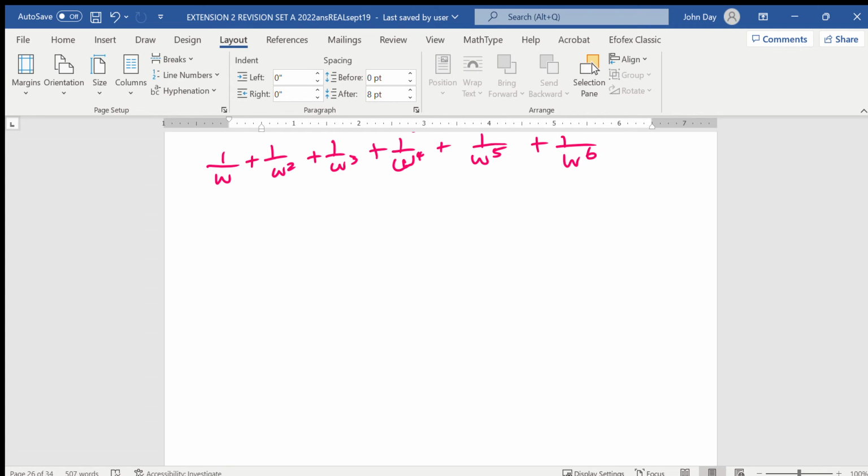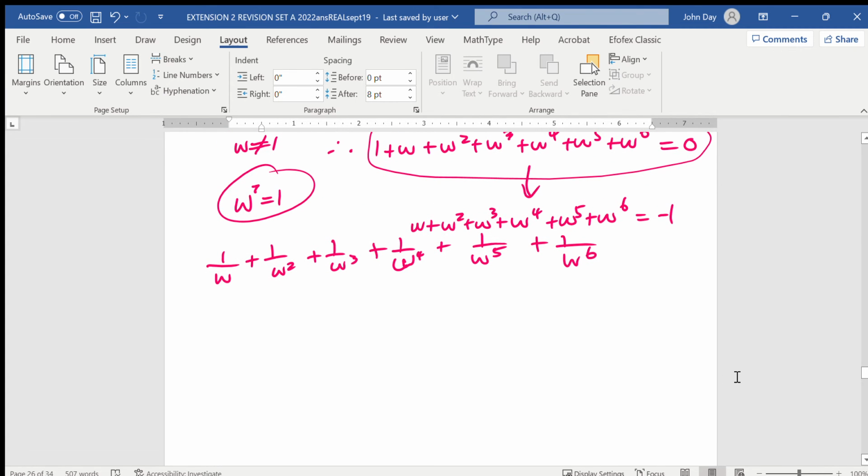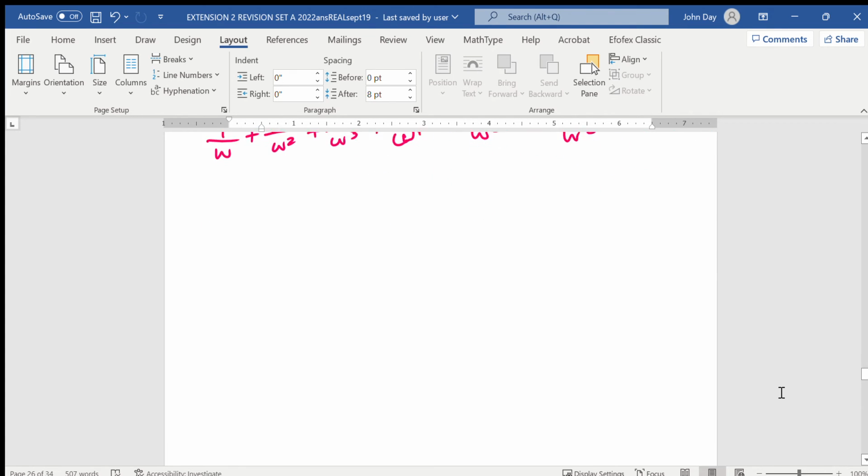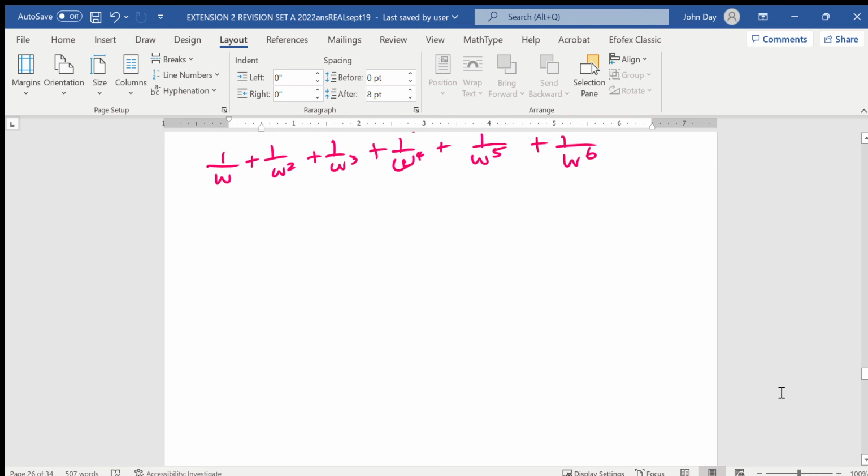Here's one way to do it. The number 1 is equal to w to the power of 7. See how I've circled that there? There are various ways to do this. I might do it in a couple of ways, but I'm going to replace 1 with w to the 7. So instead of 1 on w, it's w to the 7 on w, and w to the 7 on w squared, and w to the 7 on w cubed, and so on.